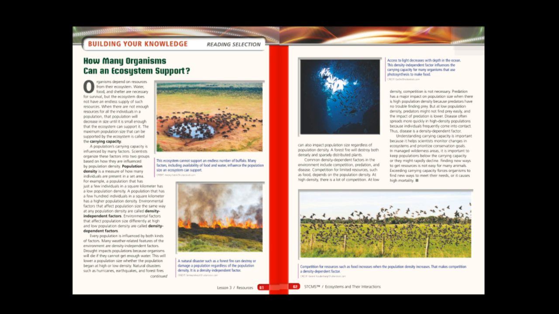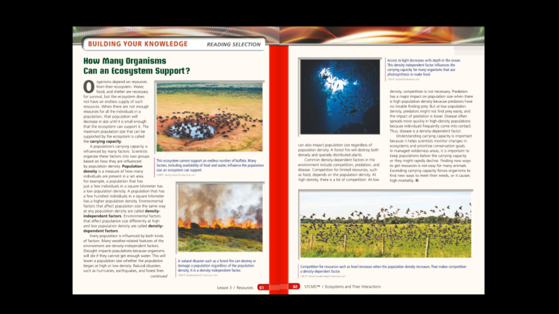A population's carrying capacity is influenced by many factors. Scientists organize these factors into two groups based on how they are influenced by population density. Population density is a measure of how many individuals are present in a set area. For example, a population that has just a few individuals in a square kilometer has a low density population. A population that has a few hundred individuals in a square kilometer has a high population density.